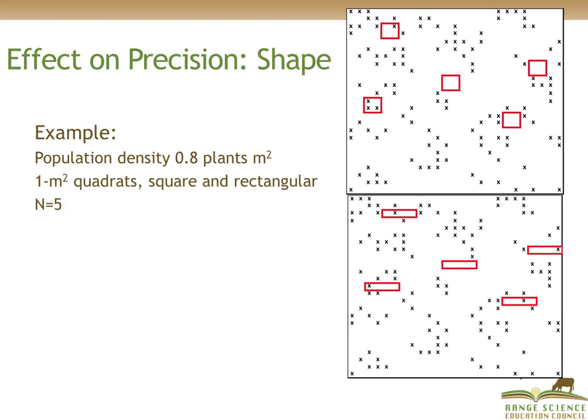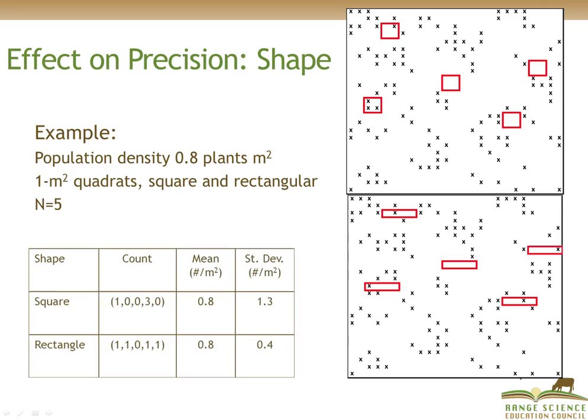Now let's look at the effect of shape. Here we have the same population, and we are using a sample size of 5 to estimate density. We're comparing the square 1 meter squared quadrat to a rectangular quadrat that is the same size. It's simply different in shape. And here's what we see.